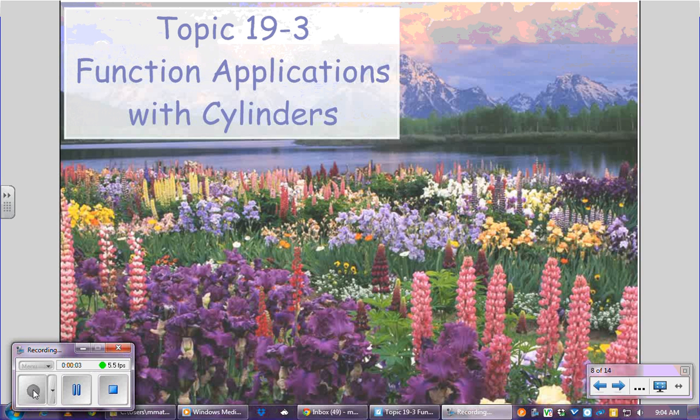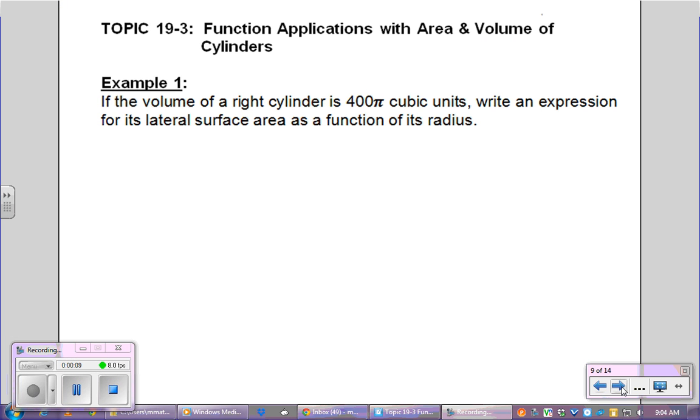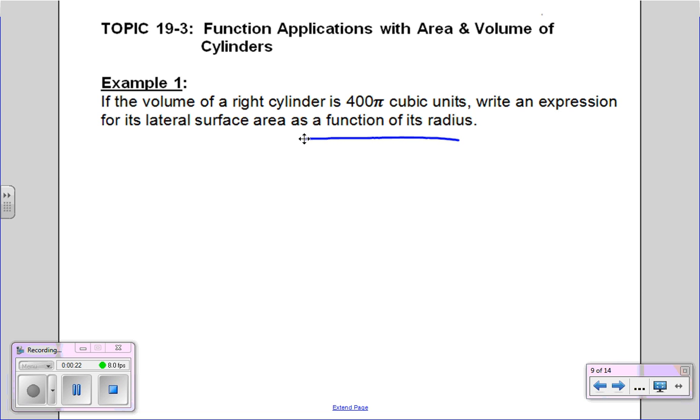Okay, topic 19.3, we're going to be looking at function applications with cylinders. So let's look at the first example. It says, if the volume of a right cylinder is 400 pi cubic units, write an expression for its lateral surface area as a function of its radius. So remember what we're doing here. We want to write an expression for the lateral surface area of a cylinder as a function of its radius.